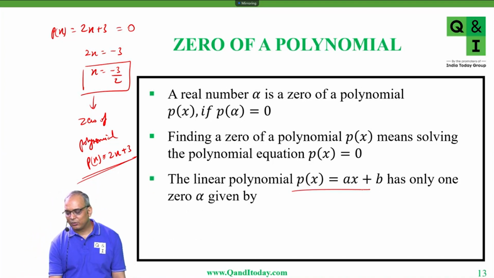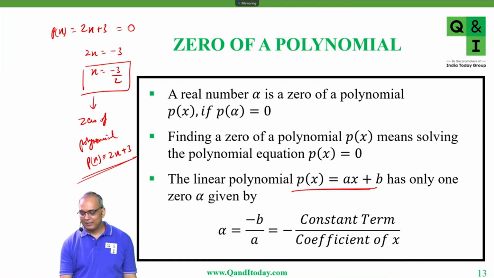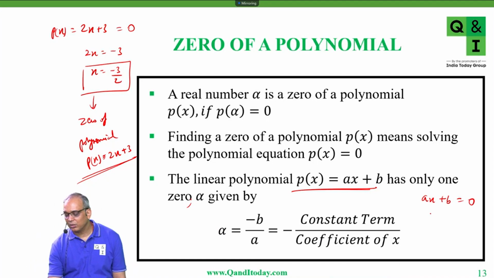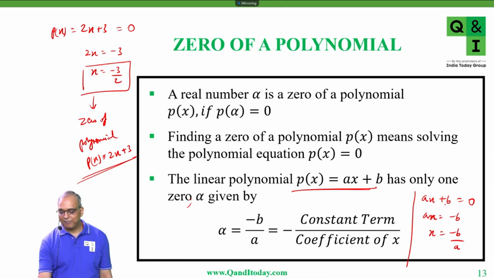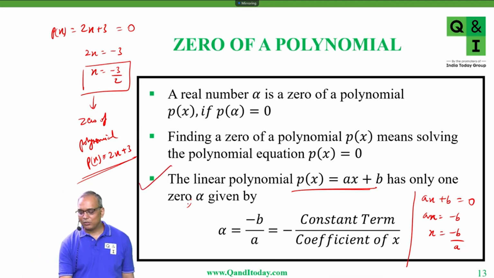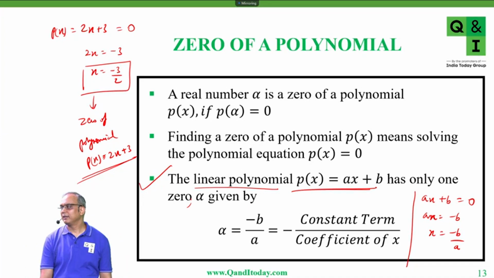A linear polynomial p(x) = ax + b has only one zero, right? And this is given by alpha = -b/a, that is, the negative of the constant term divided by the coefficient of x. To find this, what we did is we equated it to 0 and we got ax = -b, or x = -b/a. So x equal to -b/a is your zero, which is the negative of what was b? b was the constant term. So negative of the constant term divided by what was a? a is the coefficient of x. So this is how you find the zero of a linear polynomial. Is it clear, students? Have you understood this?